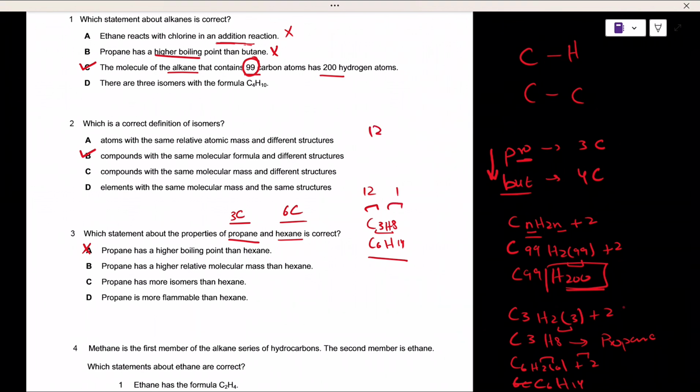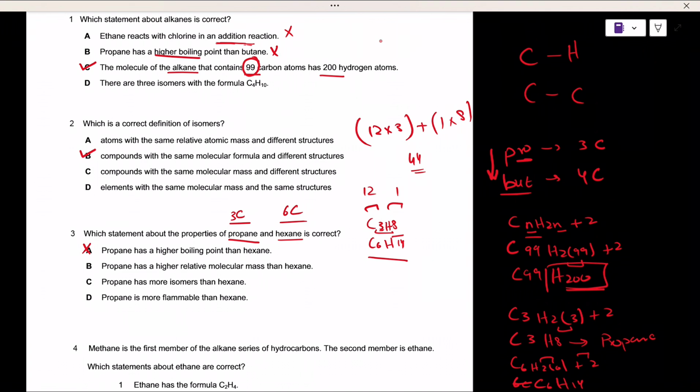So I've got 12, and since I've got 3 carbons, that will be 12 multiplied by 3, plus hydrogen, the mass is 1, multiplied by 14, multiplied by 8, because there are 8 hydrogens. So this comes as 12, 24, 36. 36 plus 8 is 44.